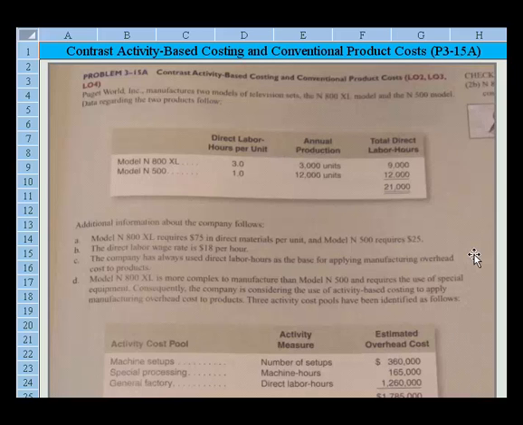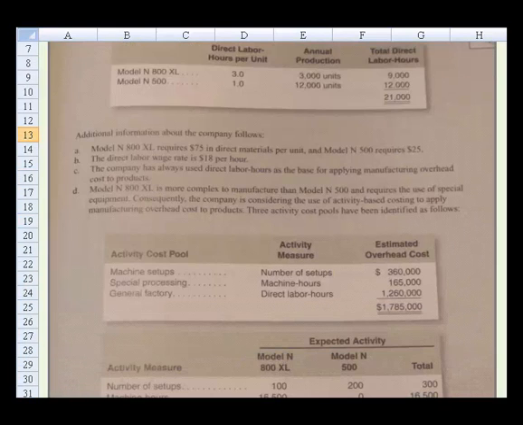And then note D says, Model N800XL is more complex to manufacture than the Model N500, and it requires the use of special equipment. Consequently, the company is considering the use of activity-based costing to apply manufacturing overhead cost to products. And they developed 3 activity cost pools that we see below. So let me slide that a little bit so we can see a little bit more of that.